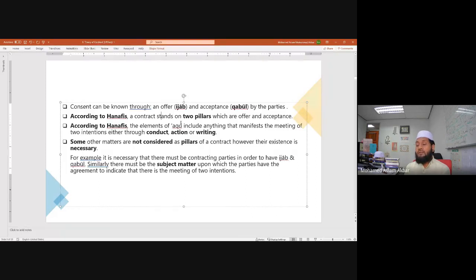According to Hanafi, the elements of aqad include anything that manifests the meeting of two intentions, either through conduct, action, or writing. Some other matters are not considered pillars of a contract, but their existence is necessary. For example, there must be contracting parties in order to have ijab and qabul. Similarly, there must be a subject matter upon which the parties agree, to indicate the meeting of two intentions. This is necessary, of course, but they didn't put it inside the pillars.